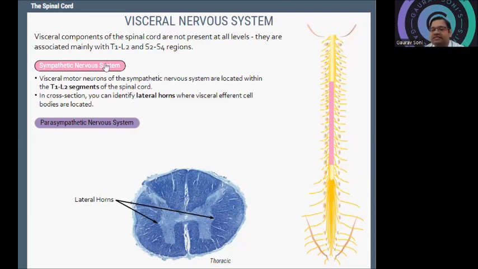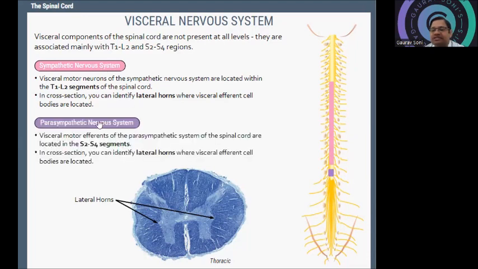If you go back and see the slides, then you can see the parasympathetic part. It is only in the S2 to S4 region. It is the visceral motor segment. Here also you can identify the lateral horns where visceral efferent cell bodies are present. So this is all about the general anatomy of the spinal cord.